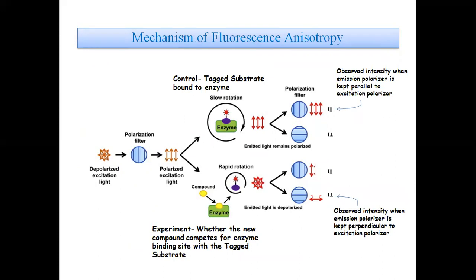All the molecules exhibit tumbling motion in a solution. So let's take this case. When a small tagged substrate is bound to a big enzyme, due to high molecular weight, it rotates slowly. And when the polarized light excites the fluorophore, polarized high intensity emissions are obtained. But when a tagged substrate is alone, due to low molecular weight, it spins fast, and when excited by polarized light, depolarized emissions are obtained.